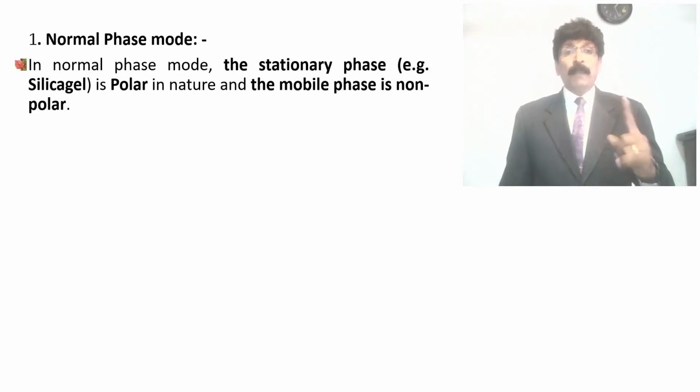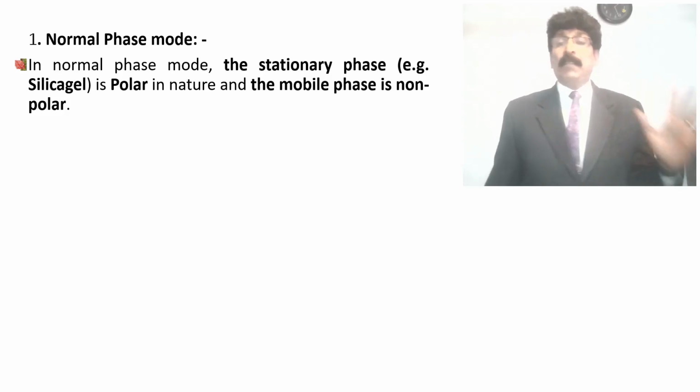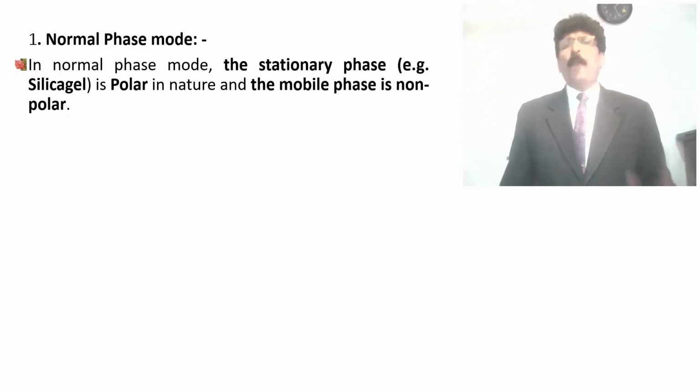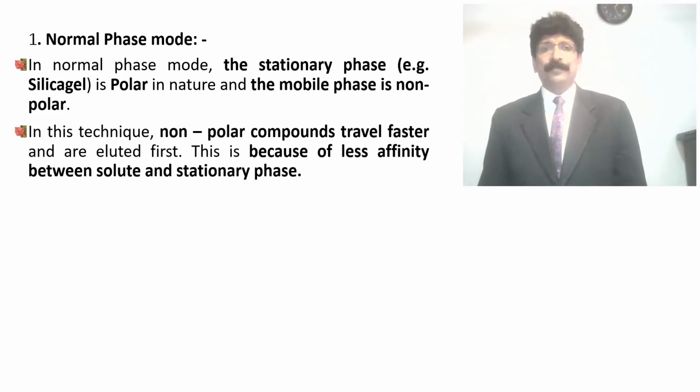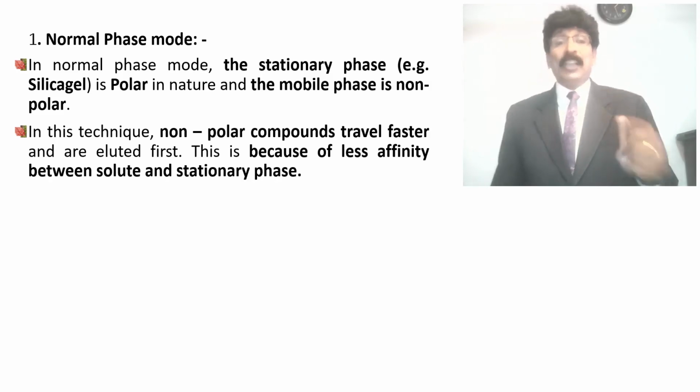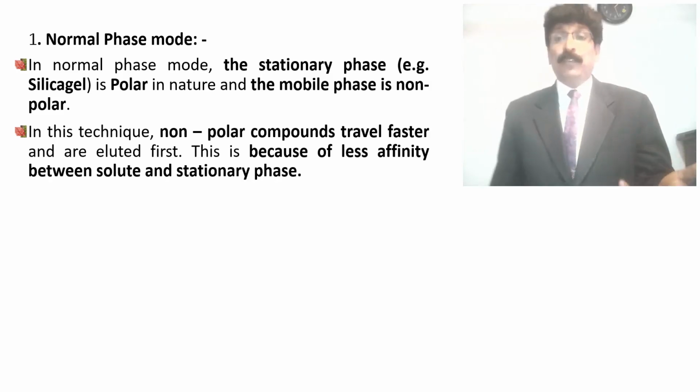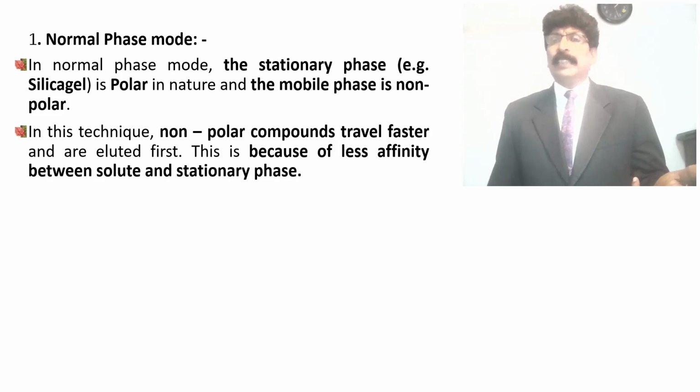In normal phase, the stationary phase, for example silica gel, is polar in nature. The mobile phase is non-polar, obviously, we have to use. In this technique, the non-polar component travels faster. That's what we are told in the class. Because they do not have any affinity to the stationary phase, because they are non-polar.